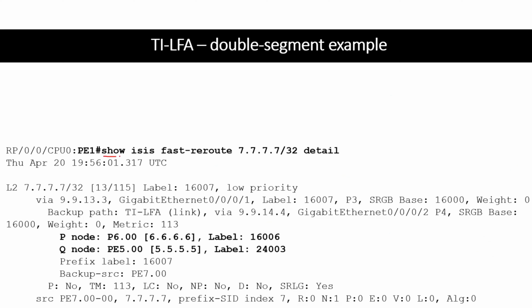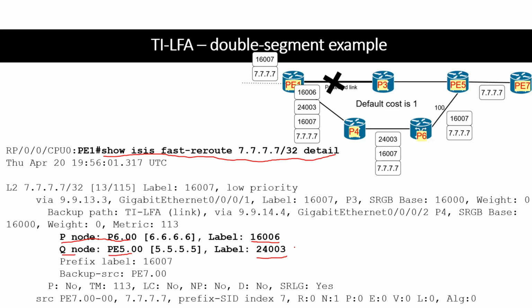If you check the show isis fast-reroute for this particular prefix, you can see that P6 has become the P node and it's going to push 16006, and PE5 is the Q node where we are going to push 24003, that is the adjacency-sid label between P6 and PE5. So this is how it looks.